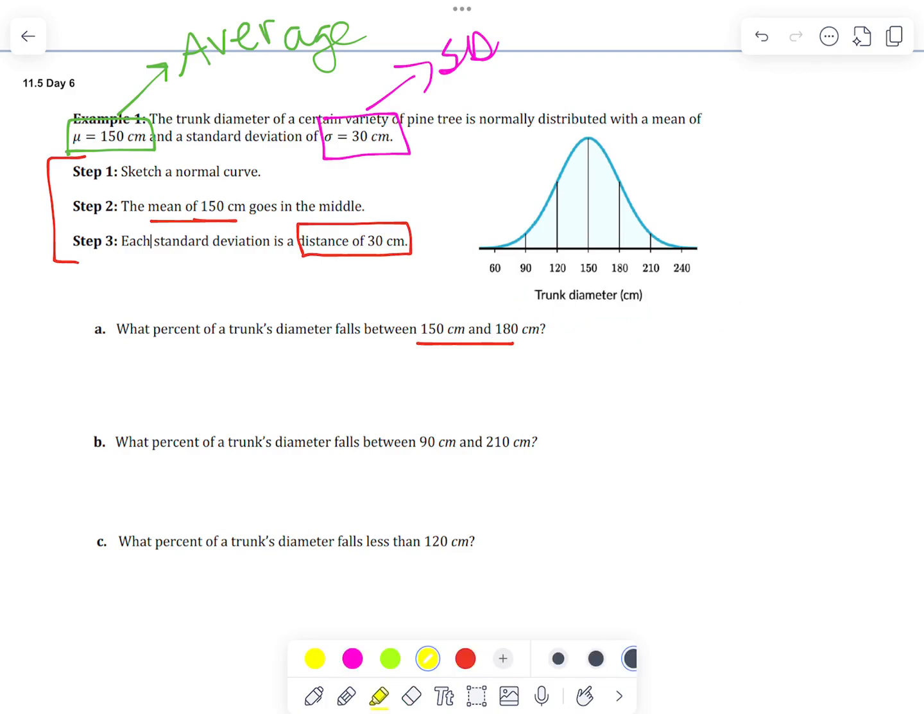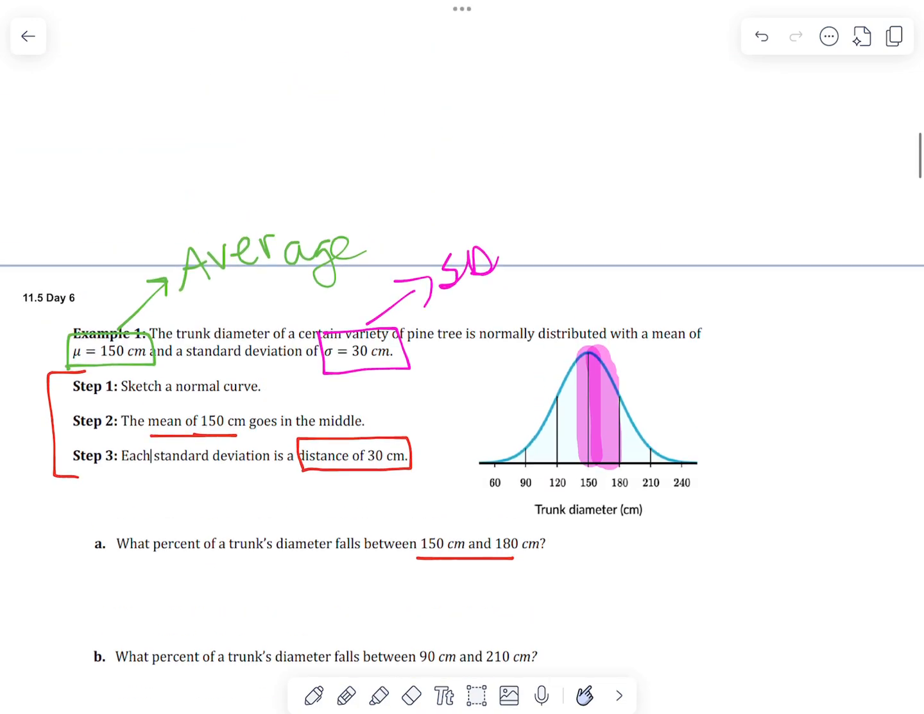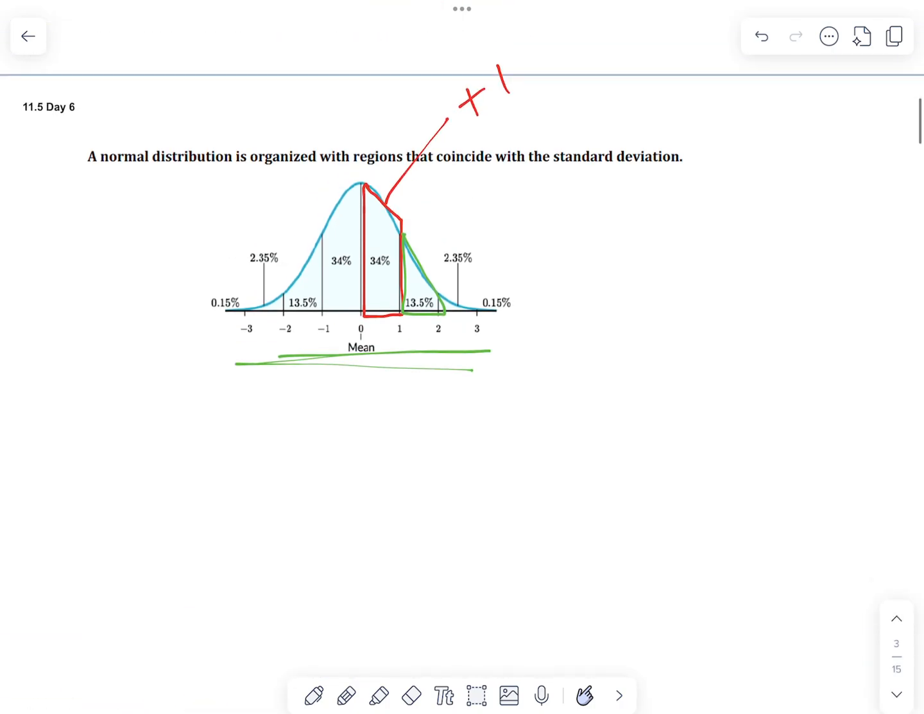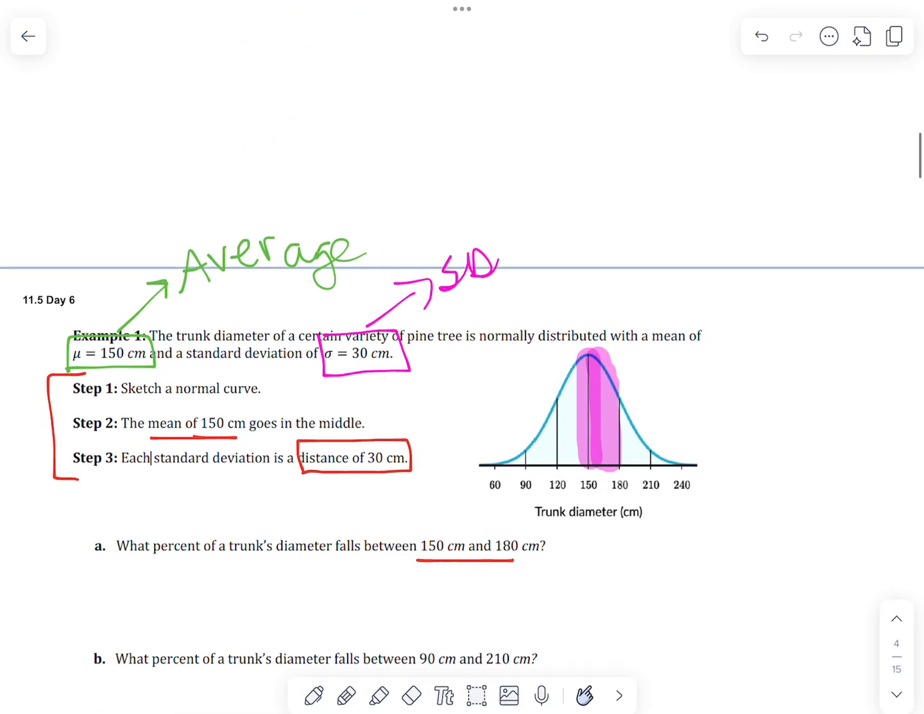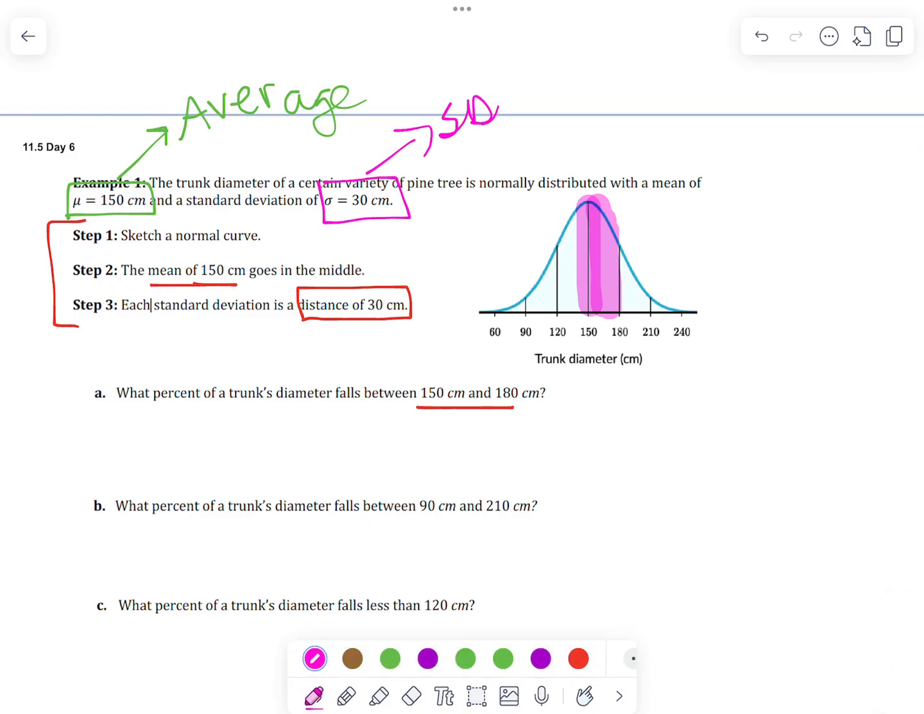Okay, so where are we talking? 150 is right here to 180. If I color that in, that area is within 1 standard deviation from the mean. If we look back in our chart, I've already highlighted it here for us. That was that 34%. So our answer would be, what percent of our tree trunks will fall within 150 to 180 centimeters?